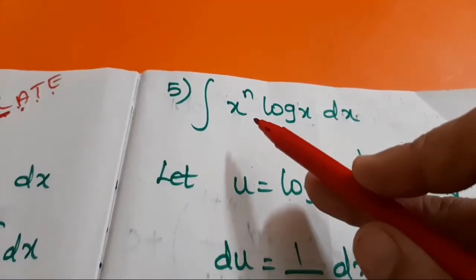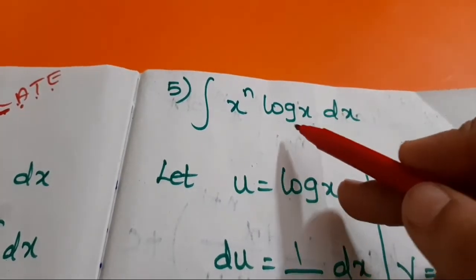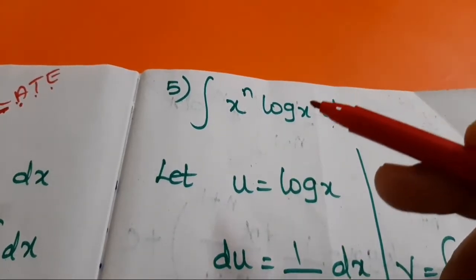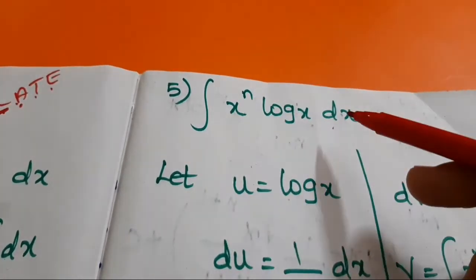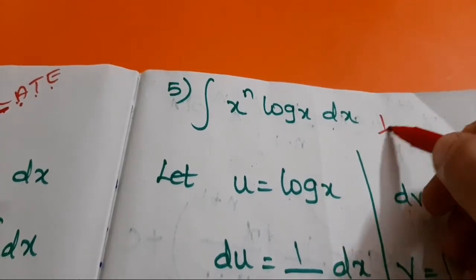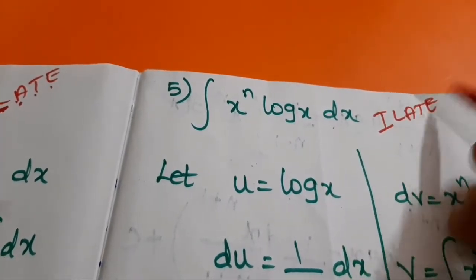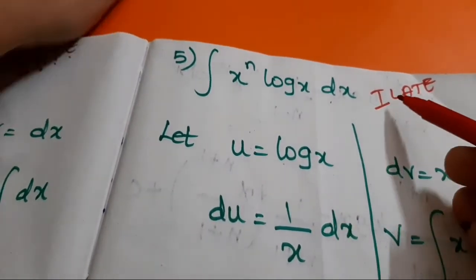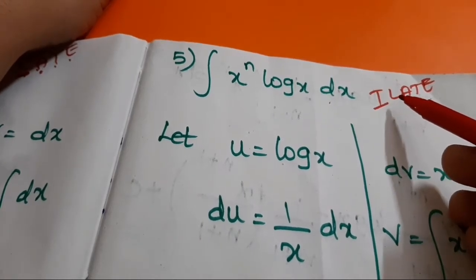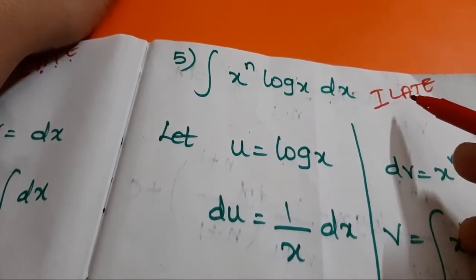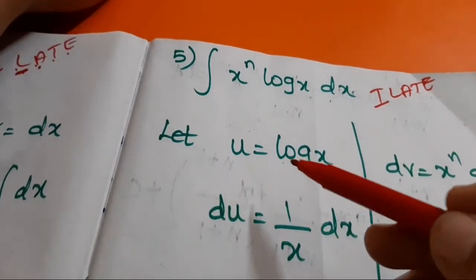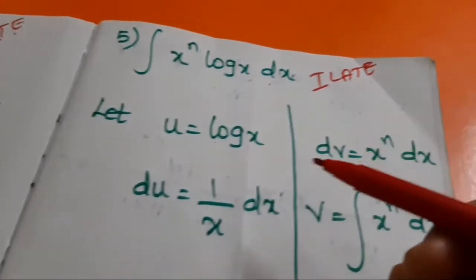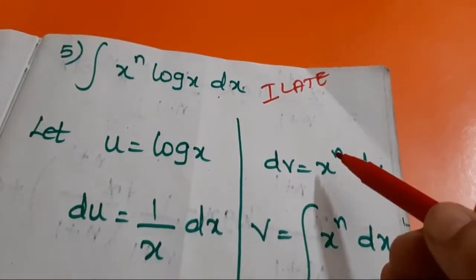Now, the fifth problem is integral x power n log x dx. This is also a function involving logarithm. Here, x power n dx is an algebraic function. So, u should be taken as log x, that is, the logarithmic function comes in the first priority and the algebraic function is the second priority. So, u is equal to log x, du is equal to 1 by x dx. Then dv is x power n dx.